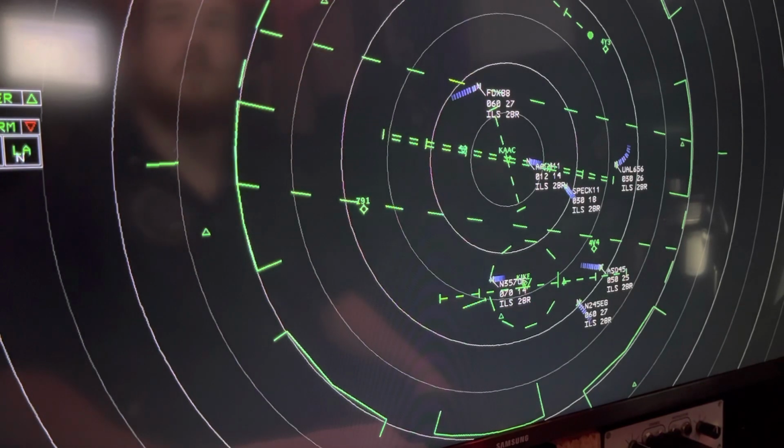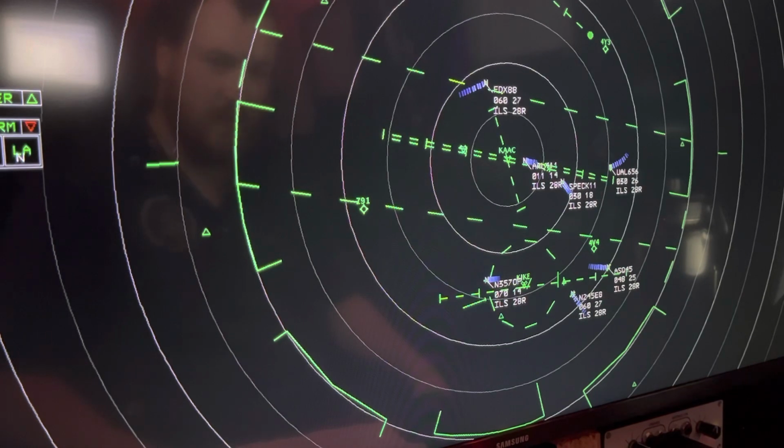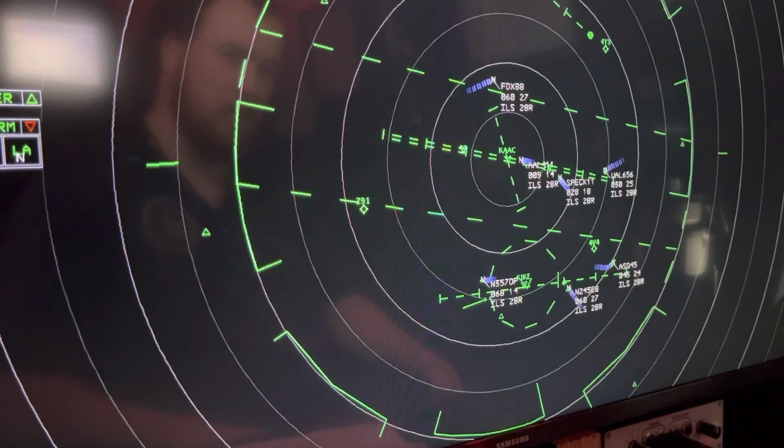AC 45, turn left, heading 010. Descend and maintain 3000. But I have a ton of space on my phone, so I don't mind recording it if it has to be done. Oh no, and that's sending it in, so that's doable. November 7 Oscar Foxtrot, turn right, heading 360. Descend and maintain 4000. Like I said, I don't mind. I just don't do it until I have to. Yeah, that makes sense too. FedEx 88, turn right, heading 100. Descend and maintain 5000.